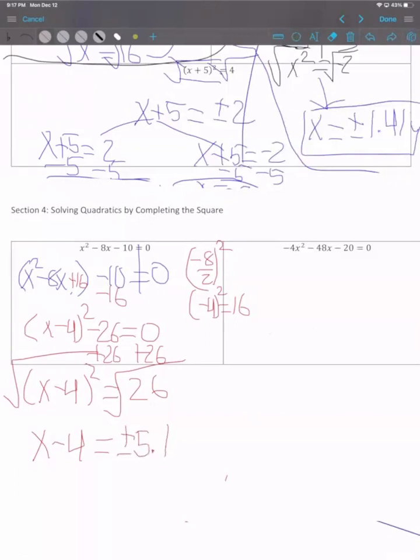If this doesn't make sense, you can look at section 3, that last example. You could set up two equations, or really what we're going to do is add 4. Positive 5.1 plus 4 would give us positive 9.1. And if you do negative 5.1 plus 4, you would get negative 1.1. Let me write that down here, so I have more space for the next problem.